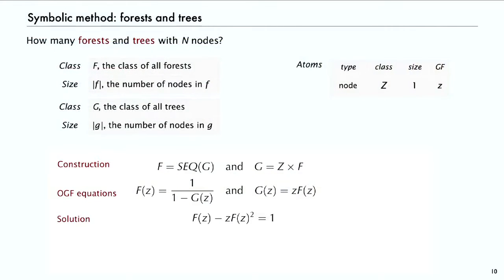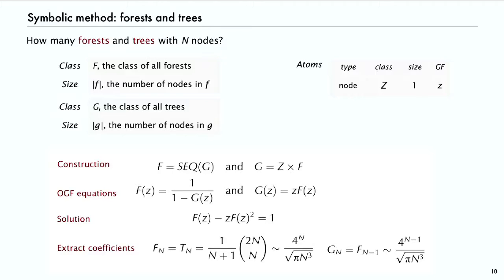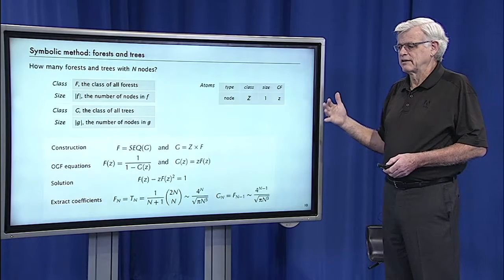So now if we just solve that, we substitute Z F of Z for G of Z, and then solve for F, you get F of Z minus Z F of Z squared equals 1. And that's exactly identical to the Catalan generating function. So it means that the number of forests with n nodes is exactly equal to the number of trees with n nodes, which is the Catalan numbers, which we know the asymptotics for. And the number of trees with n nodes is the number of forests with n minus 1 nodes, so it's got a factor 4 less. So that's a symbolic method that shows that the number of forests and the number of trees is exactly the same.